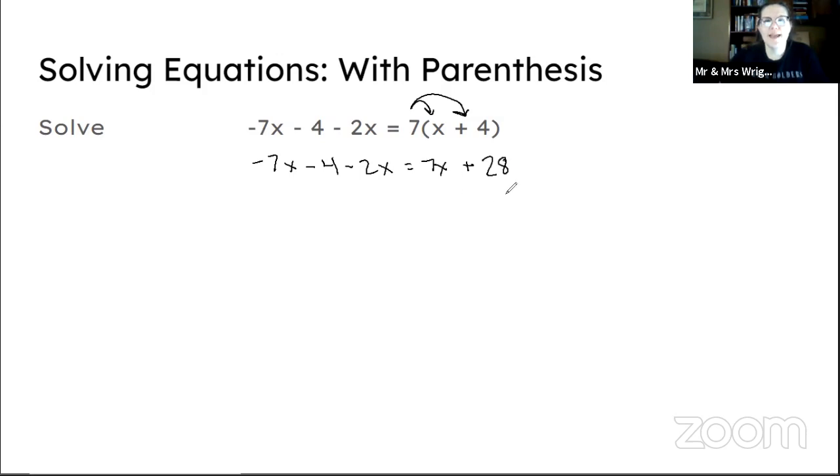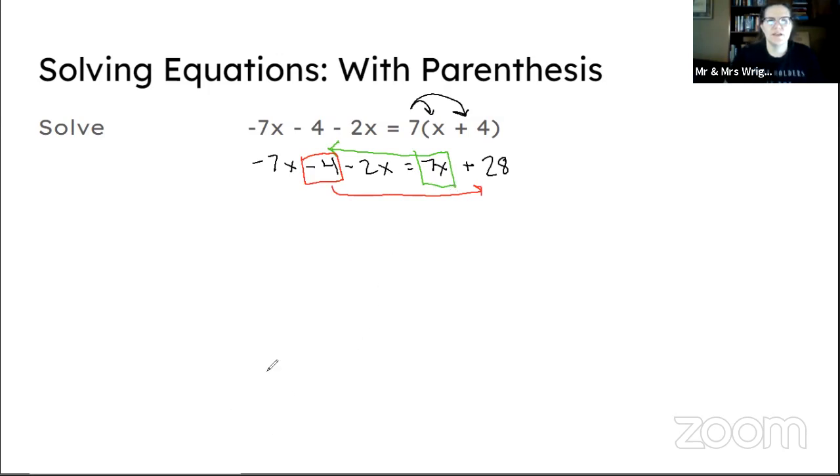Okay, now I'm back to what I started with before, where I just have some variables on both sides. So I'm going to identify what each of these are. I know I want to move my 7x to that side, right? And then I have a constant over here. I have a negative 4 that I want to move to that side. All right.